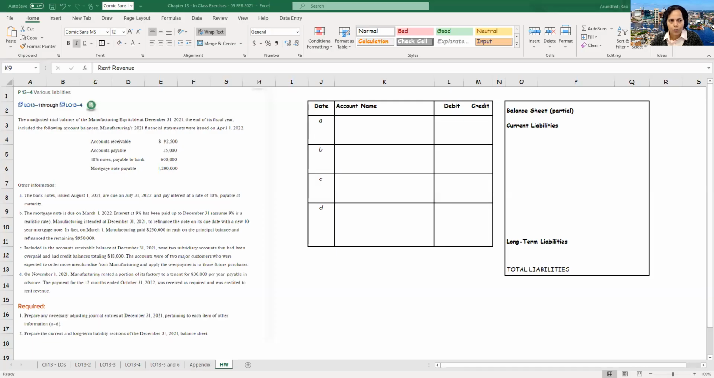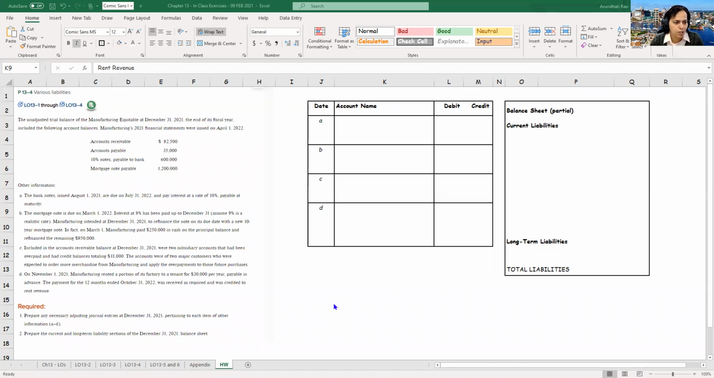with problem 13-4. Let's read the opening information presented to us. The unadjusted trial balance of Manufacturing Equitable at December 31st, 2021, the end of its fiscal year, included the following account balances. Manufacturing's 2021 financial statements were issued on April 1st, 22. So 3 months after the year end, the financial statements have been issued. We have accounts receivable, accounts payable, 10% notes payable to bank, and mortgage notes payable of 1.2 million.